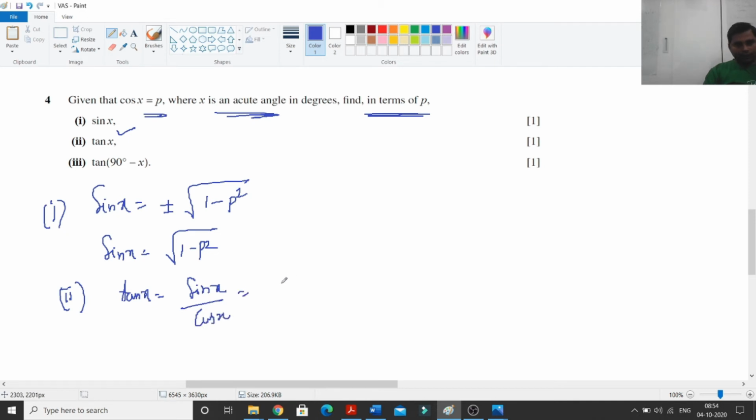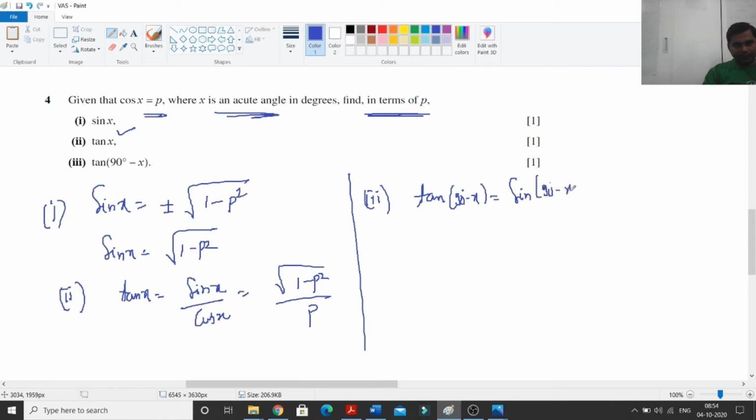Sin x over cos x, sin x is square root of 1 minus p square and cos x is p. So that's the second part. Third part now, tan 90 minus x. Tan 90 minus x we can write as sin 90 minus x divided by cos 90 minus x, right? Because we know that tan x is sin x over cos x, so tan 90 minus x is sin 90 minus x over cos 90 minus x.